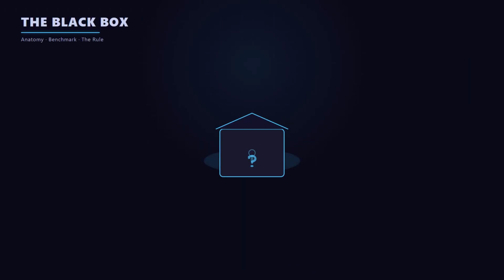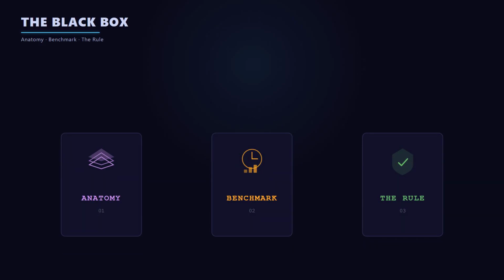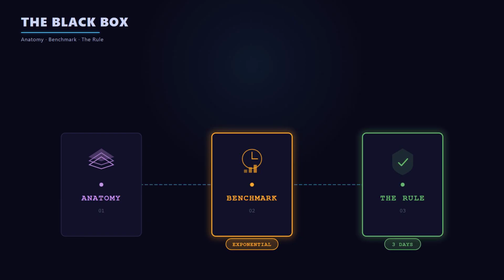We're going to open that black box. First, exactly what Python executes when you call a decorated function. Then the benchmark, including the case where the cost stops being linear and goes exponential. And finally, one rule that would have saved me 3 days.